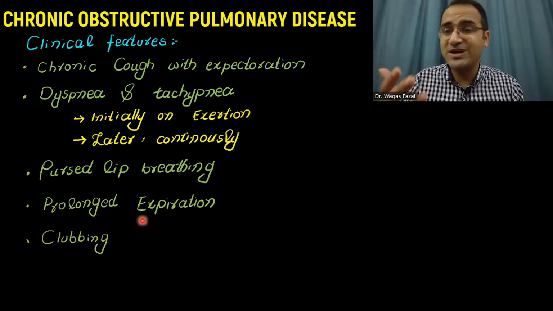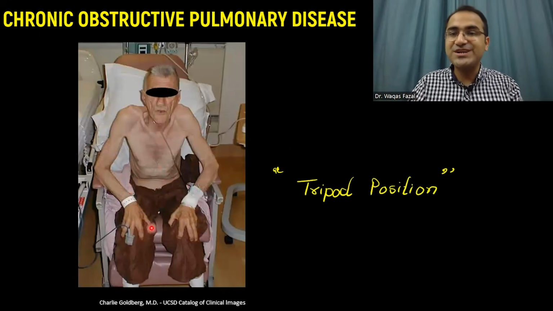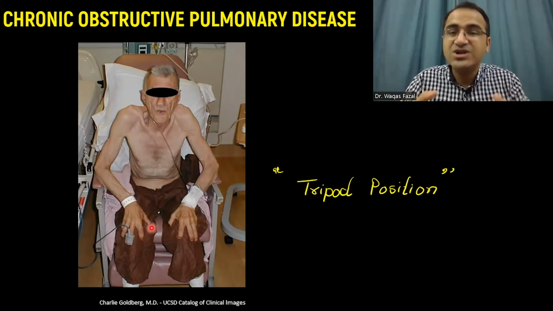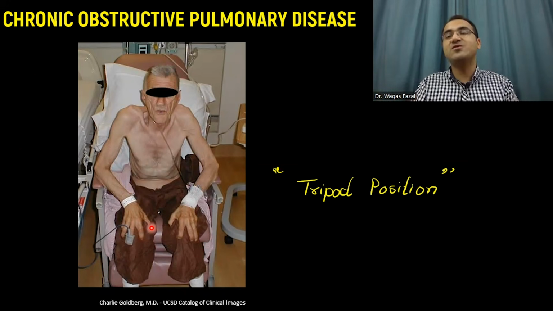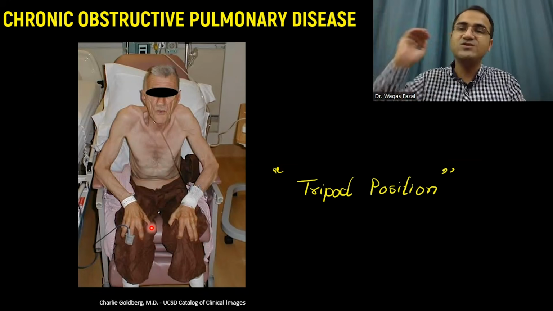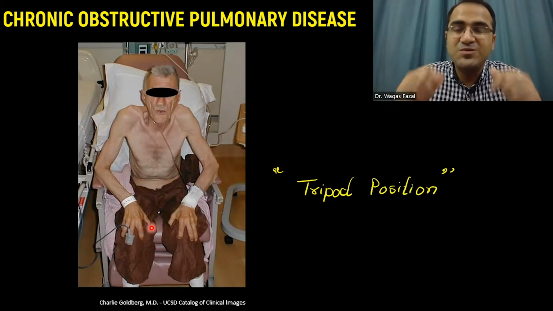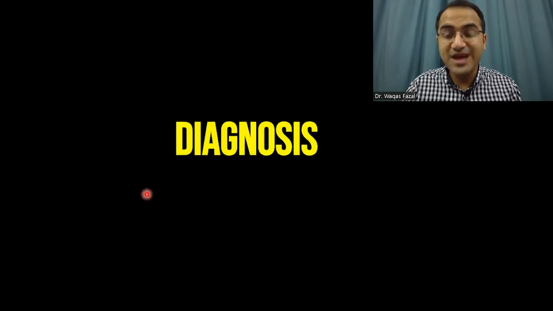There will be prolonged expiration. The patient will be in a tripod position. Tripod position means that they will be keeping their hands on their thighs, leaning forward. This helps them to exhale the air out. They cannot lie down straight, so they will be having many pillows on the back. Their hands will be on the front, they will be leaning forward, and their lips will be pursed, forcefully taking the air out. Now, coming to the diagnosis of COPD.